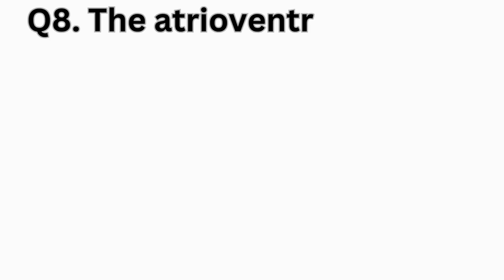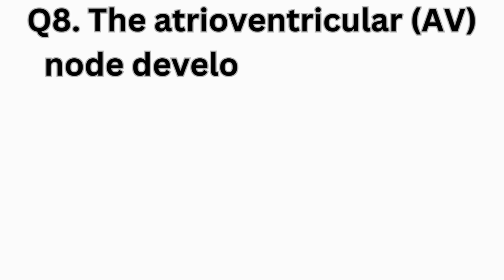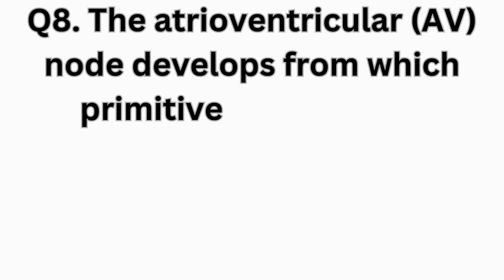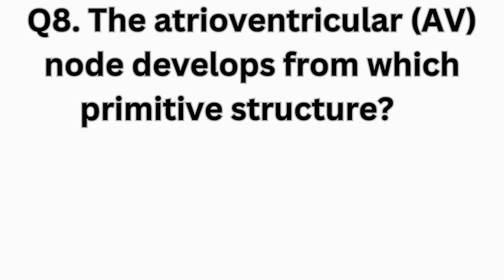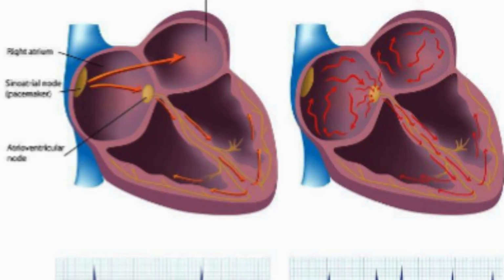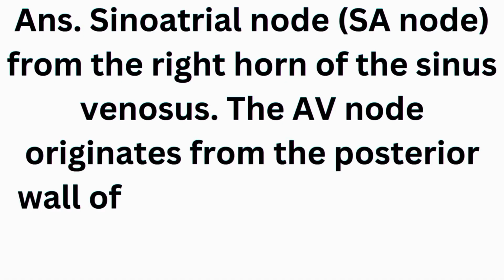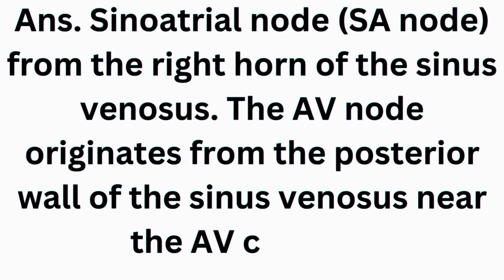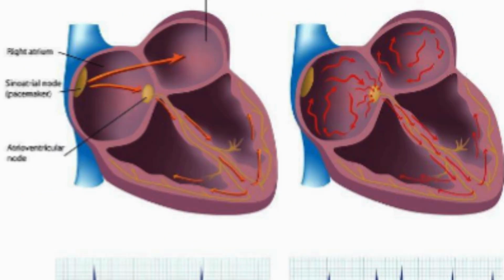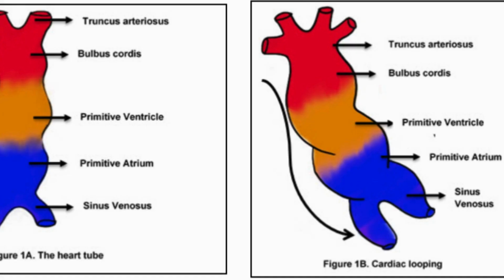Question 8. The atrioventricular AV node develops from which primitive structure? You may pause the video. Here comes the answer. The AV node originates from the posterior wall of the sinus venosus near the AV canal, while the SA node comes from the right horn of the sinus venosus. So both nodes, the SA node and the AV node, come from the sinus venosus. SA node from the right horn, AV node from the posterior wall. So SA node stays up high and AV node migrates down.